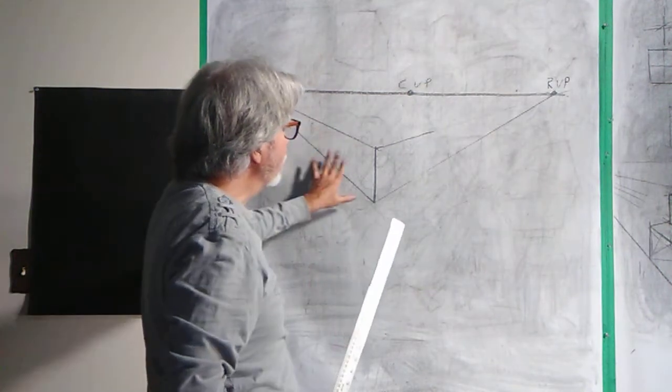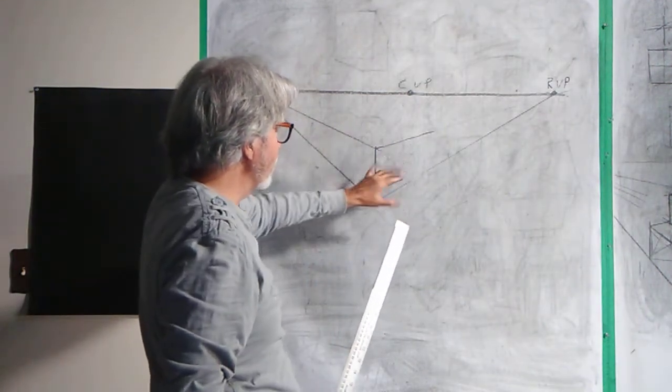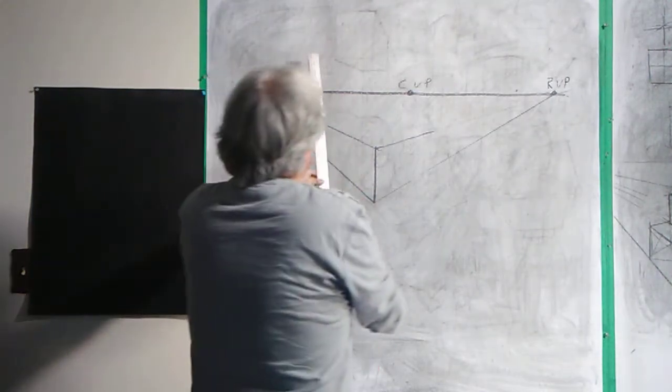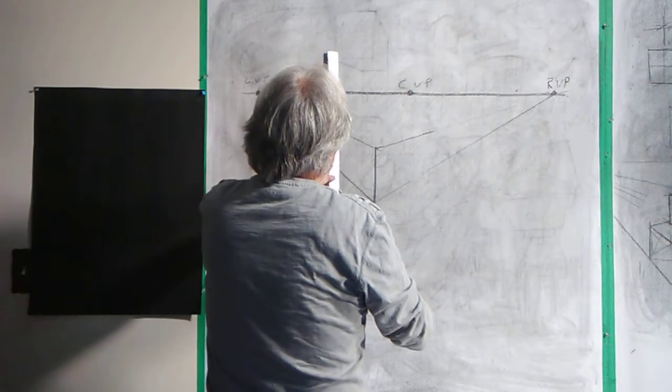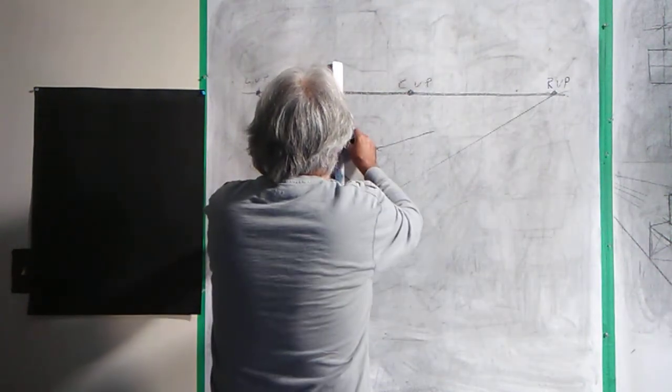So now we've got two planes converging in different directions. Now this is a made-up box, so we can do anything we want with it. So this is our vertical line. I'm going to stop this about here.